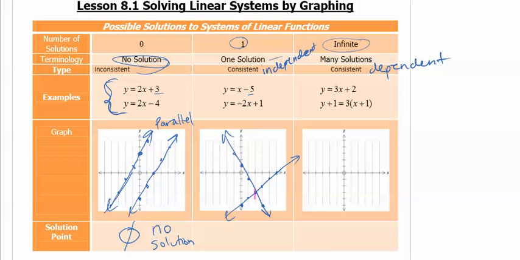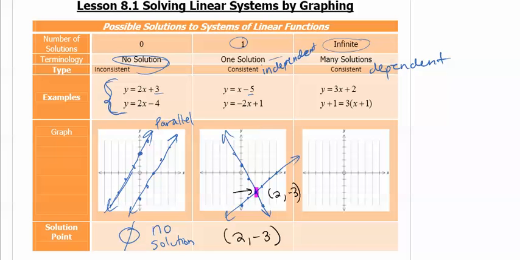Well, this particular intersection point here, what point is that? Because that point is important. Whatever that point is, that is the solution to my system. So this point here, it looks like it's 1, 2, so positive 2, and down 1, 2, 3, so that's negative 3. So the solution to this system is (2, -3).